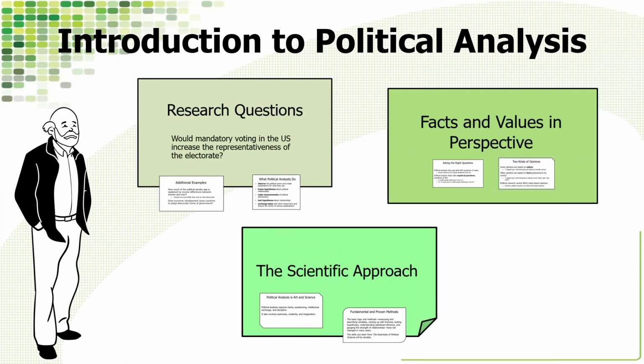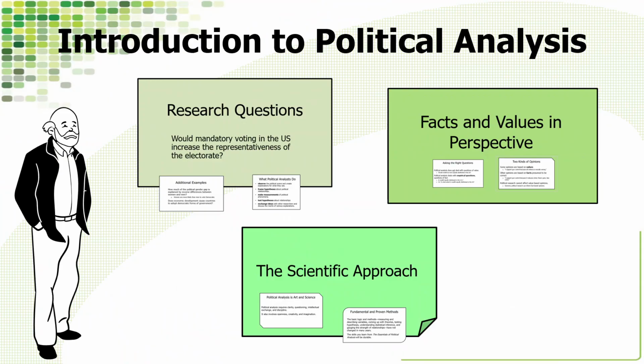A key focus of this introductory chapter is on the distinction between facts and values. We need to keep these in perspective. Of course, political science can address fact-based questions and opinions, but not value-based questions or value-based opinions. Then we'll talk a little bit about the scientific approach, not so much the scientific method yet, but a couple of principles of the scientific approach in political science, and I'll offer some concluding remarks.